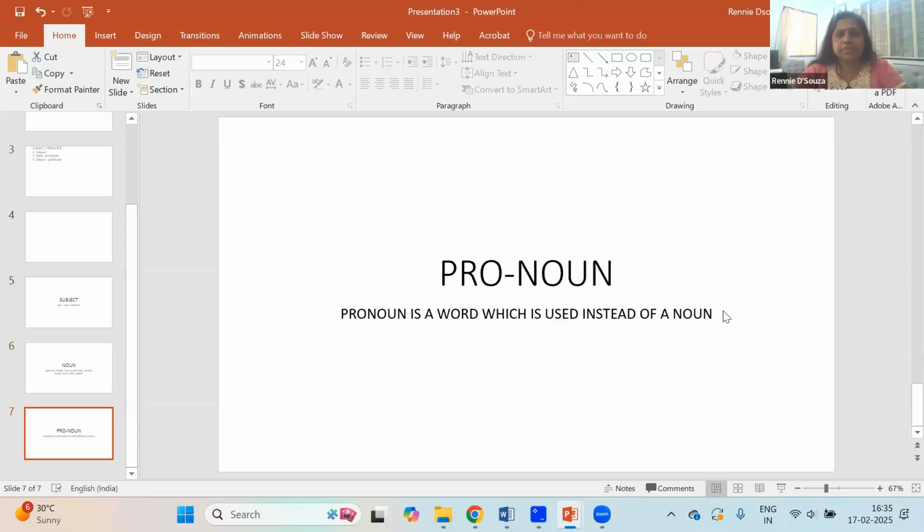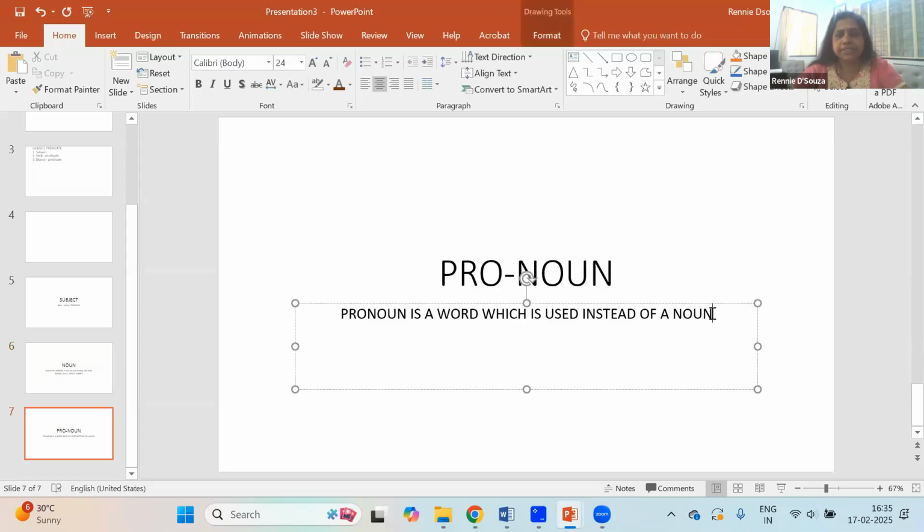Now pronoun. Pronoun is a word which is used instead of a noun. So let us see the examples of pronoun: I, we, you, he, she, it, they. These are the words which we use instead of a noun or name.